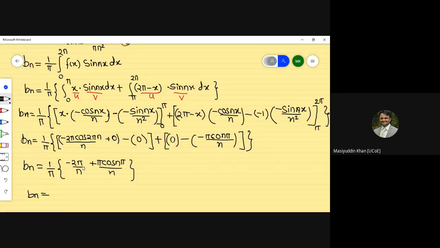Now you can just see this part. 1 by pi, taking pi as a common factor, pi gets cancelled. So the remaining will become what? n as it is. So cos n pi minus 2 upon n, we will get it. Now again we have to simplify here. So we will be getting two values again.